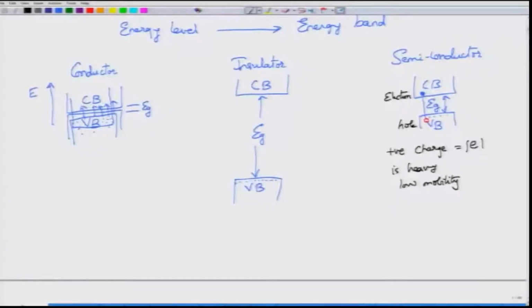So, for all practical purposes, it behaves as a positively charged quantity. It is heavy, it has low mobility, and when you apply an electric field, it moves along the electric field. That is another characteristic of this, while electrons always move opposite to the electric field. So, if you apply an electric field along the x direction, this will move in the opposite direction.